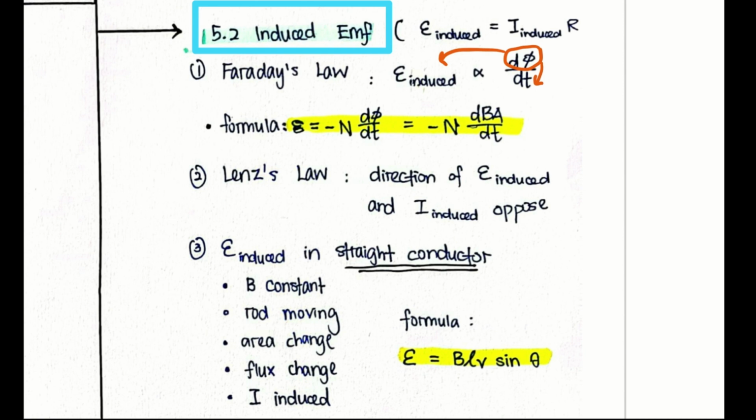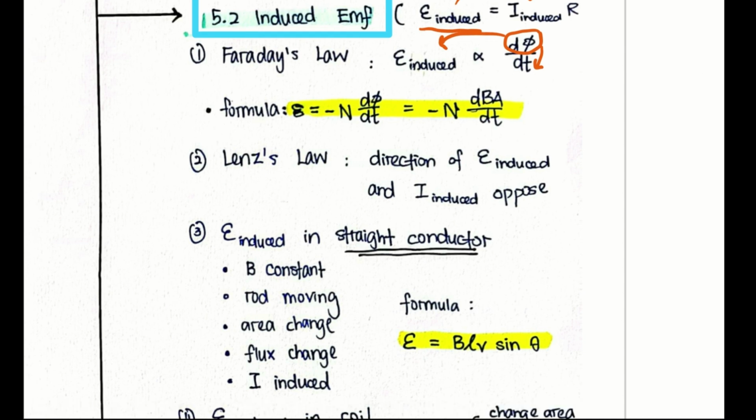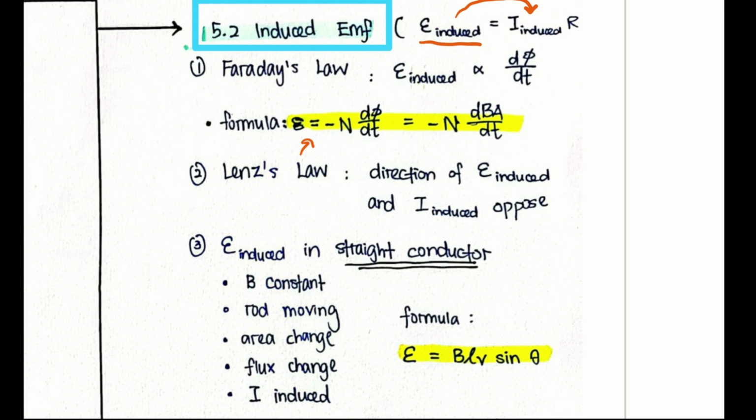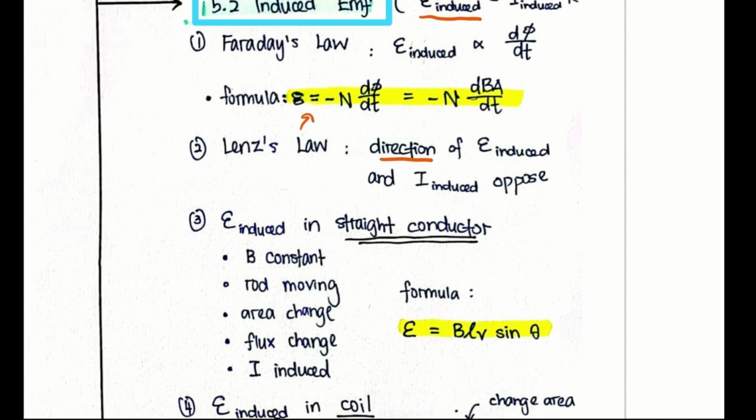From the value of induced EMF, we can find the induced current. As we know, E equal to IR. Expanding this basic equation, the more general equation for the induced EMF is E equal to negative N d phi over dt, or negative N d(BA) over dt. For 5.2, we also have Lenz's law, which is related to the direction, opposing the changes of the magnetic flux in the original circuit.